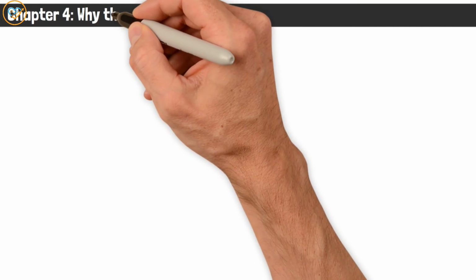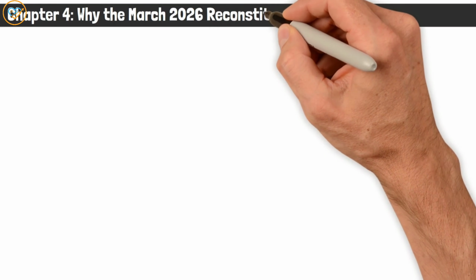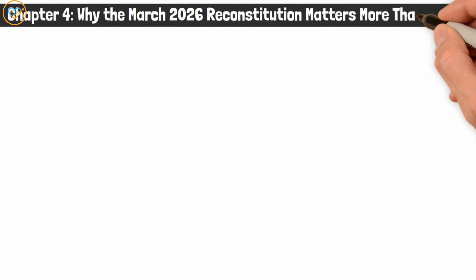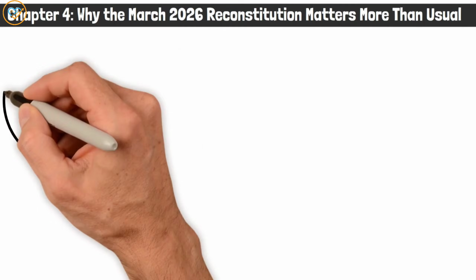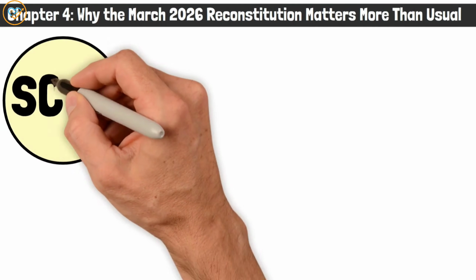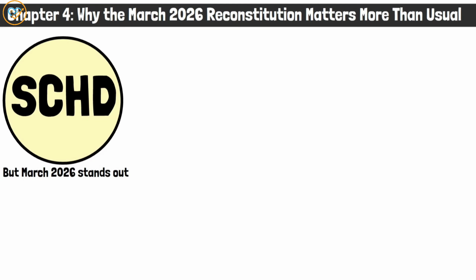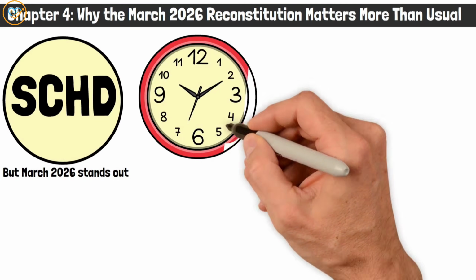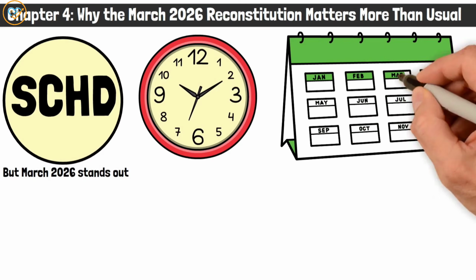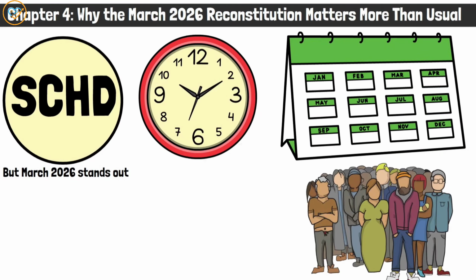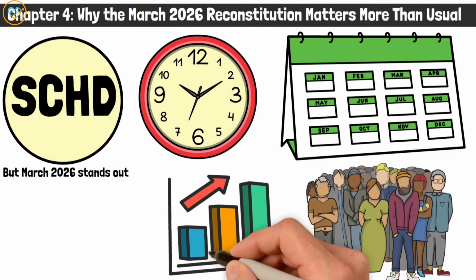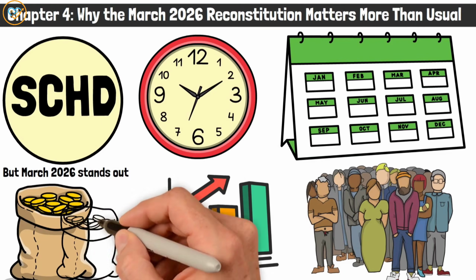Chapter 4. Why the March 2026 Reconstitution matters more than usual. Every reconstitution matters for SCHD, but March 2026 stands out. The reason is timing. Over the last few years, market leadership became very narrow. A small group of stocks drove most returns. Dividend-focused strategies were left behind.